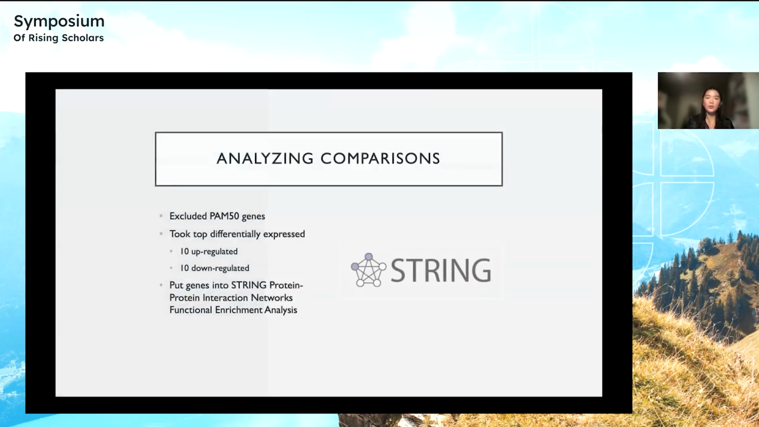From here, we took all of the significantly expressed genes and then we excluded the PAM50 genes since I wanted to focus on the genes outside of that list. And then we took the top differentially expressed genes. We took the top 10 upregulated and then the top 10 downregulated, so we can see which subtype was expressing it more. And then we put the genes into the STRING protein-protein interaction networks functional enrichment analysis to look at the connections between the genes that were highly differentially expressed.